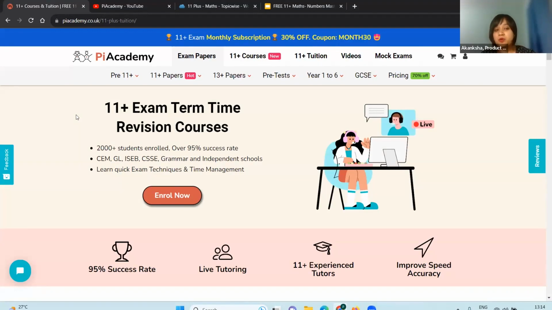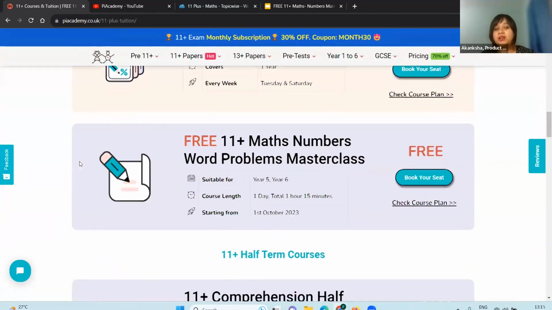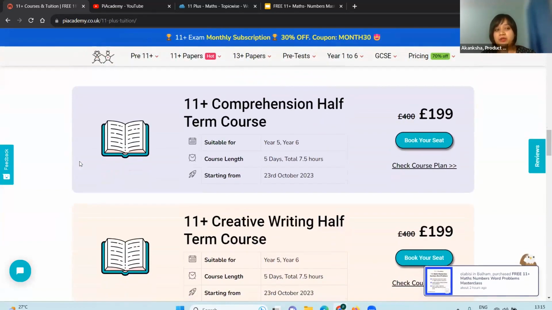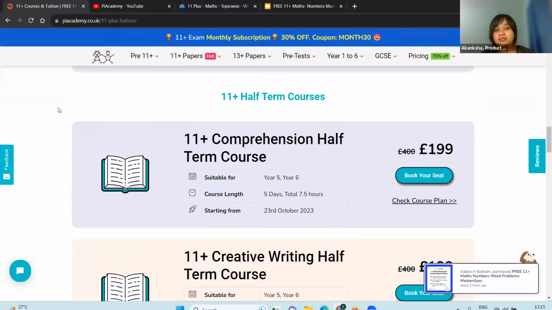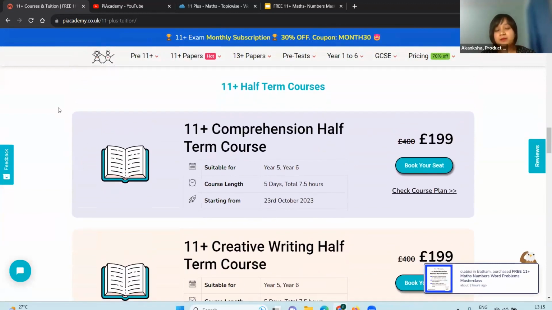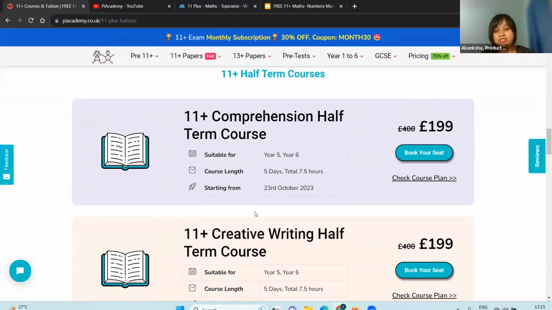So during the half term courses, a lot of students come to us to get their practice up for 11 plus examinations. So during the October half term, we would be running the following courses and you can check them out. We've started pretty early this year. So this gives you a head start for your 11 plus examinations, which would happen next year. So please do check them out.